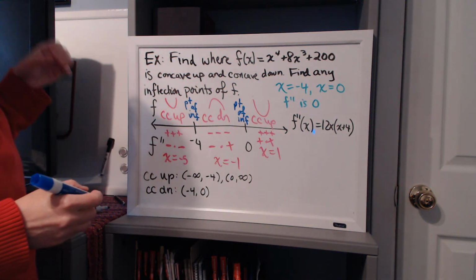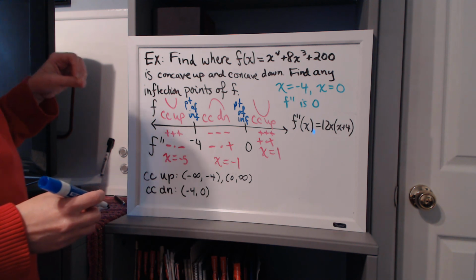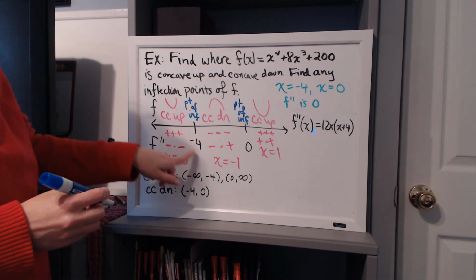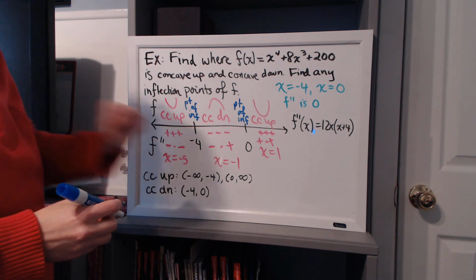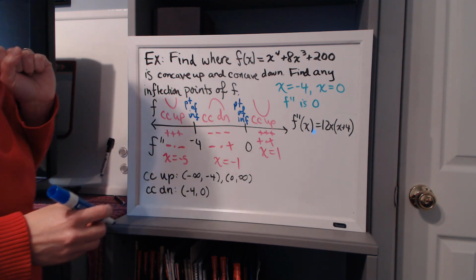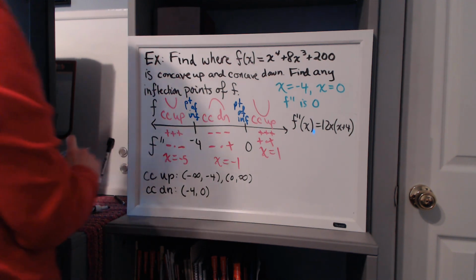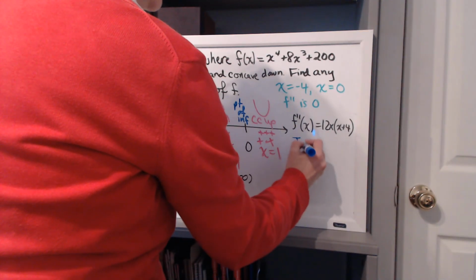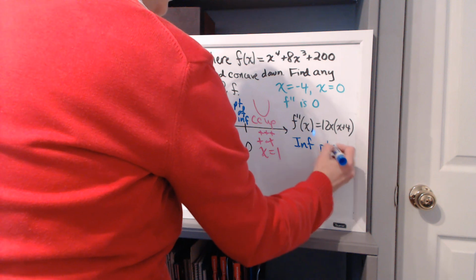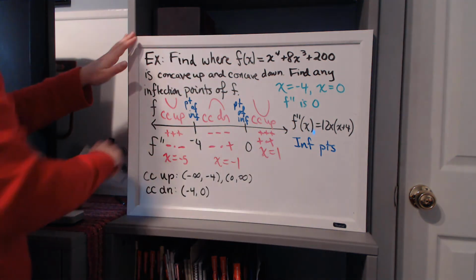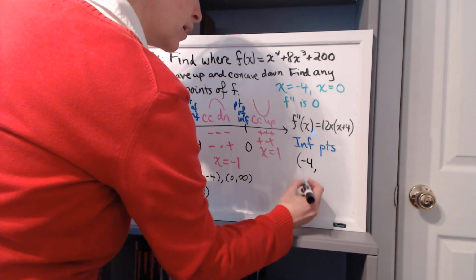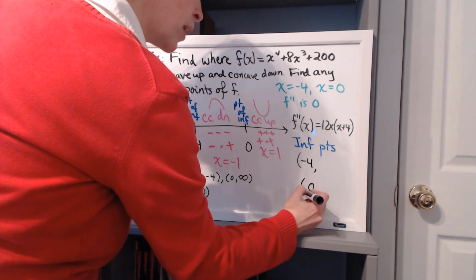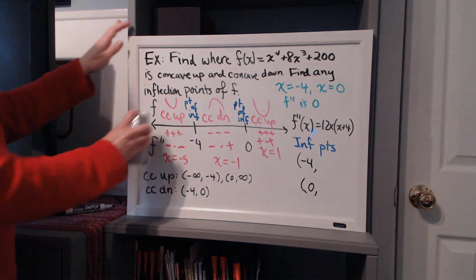Now, to get the actual points, we need to know what the function is going to be equal to at x equals negative 4 and what the function is going to be equal to at x equals 0. I'm going to start by recording this over here on the side because I need more space on the board. So we have negative 4 and 0. We'll come back and fill in the y coordinates as soon as we work those out.